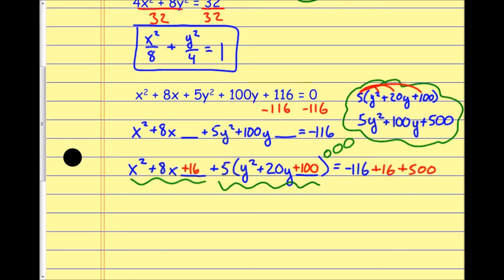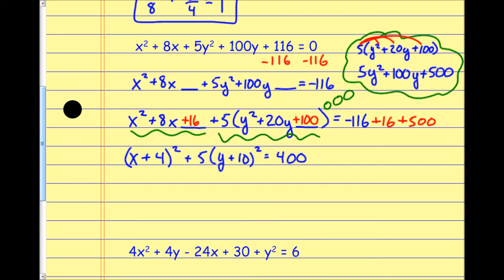Now I can finish simplifying this. This is going to be an x plus 4 squared, plus this is going to be a 5 and then a y plus 10 squared. Over here, I add all these together. That's going to give me a 400. And now the last step that I look at here is dividing by the 400. I need a 1 over here, so I divide each side by the 400.